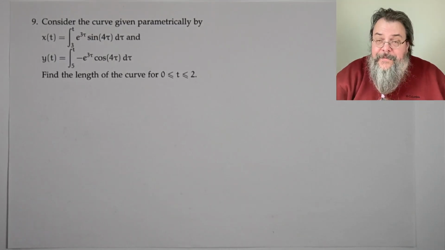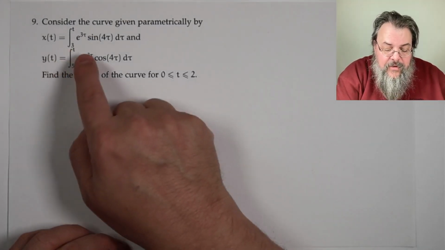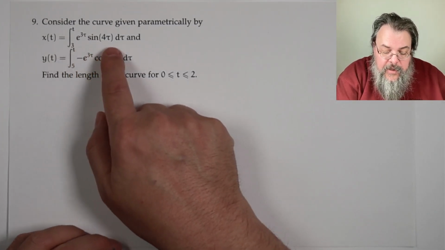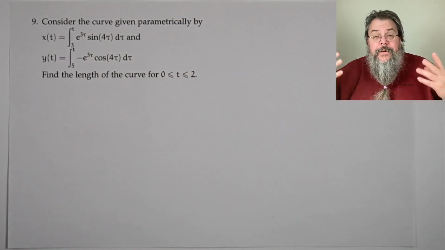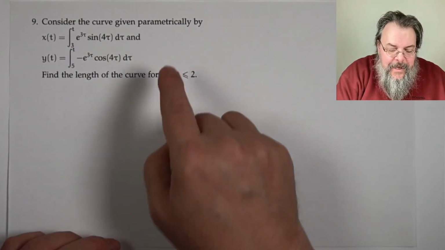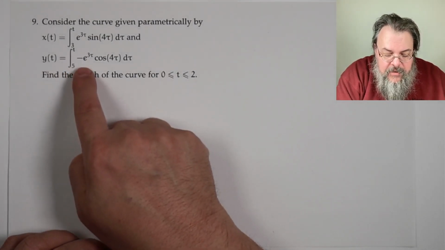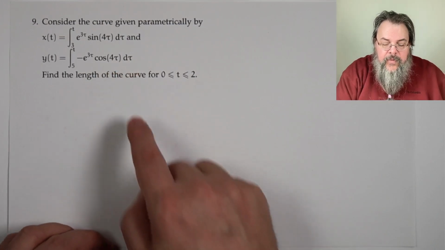Consider the curve given parametrically by x of t is the integral from 3 to t of e to the 3 tau sine 4 tau d tau. These are taus. Think of them as sort of old t's, right? It's the Greek version of t. And then y of t is the integral from 5 to t of minus e to the 3 tau cosine 4 tau d tau.